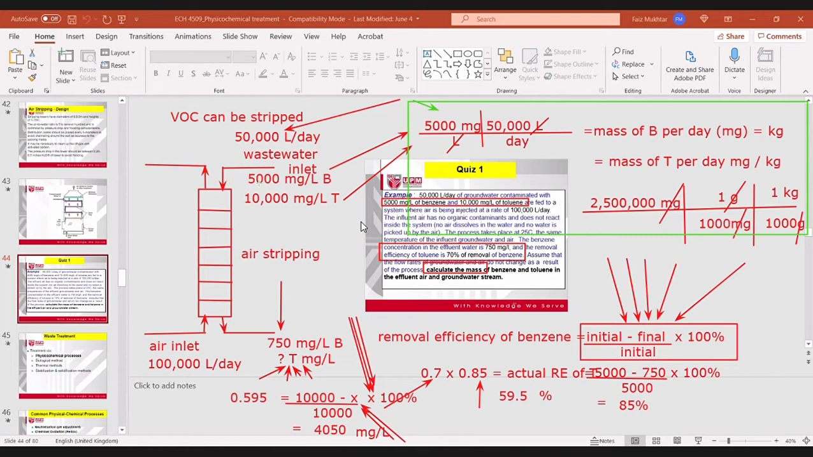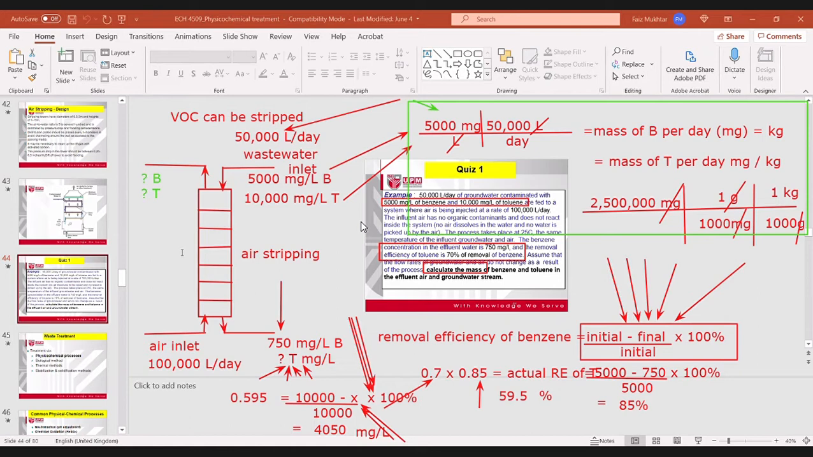5,000 milligram per liter of benzene goes in, only 750 at the bottom. So where does the rest of the benzene and toluene go? It's here, right? I put it in the color. So how much benzene up here and how much toluene up there? If you convert that in mass, it's a simple subtraction.